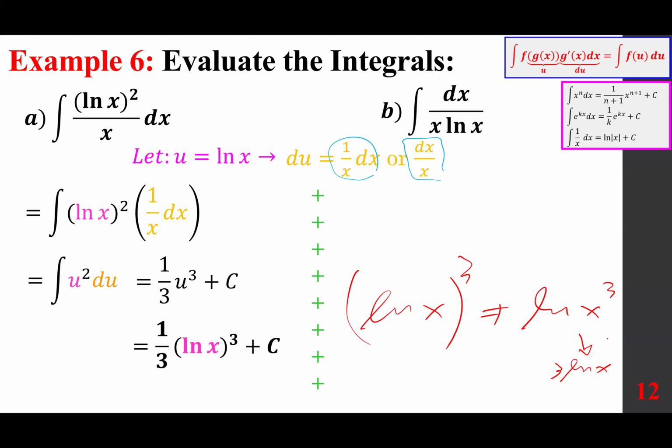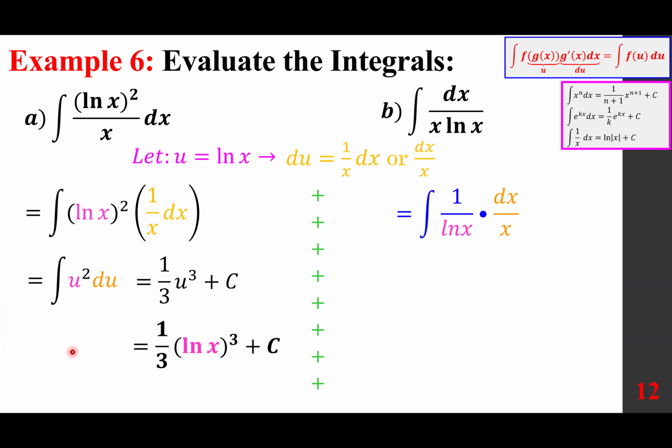All right. So what about part B? We are going to rewrite it again in a manner that part B becomes clear that it's 1 over ln x times dx over x. This time I showed it in this manner because they are identical. I want you to see various formats. So 1 over ln x, 1 over u, dx over x, du.